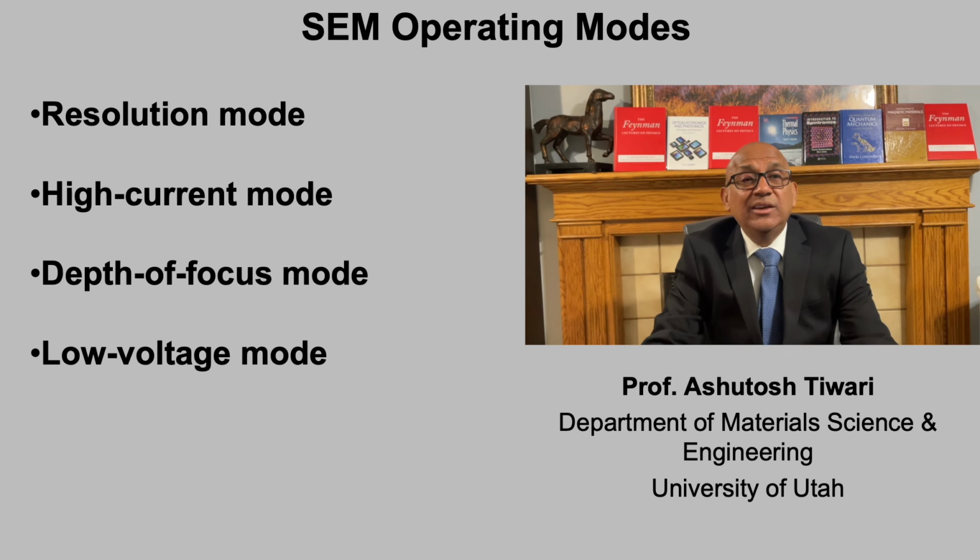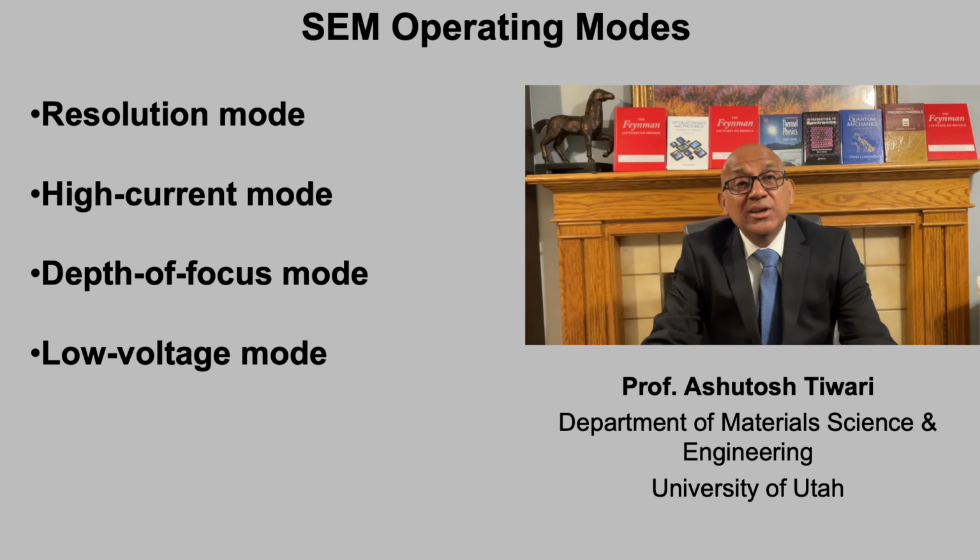In practice, a scanning electron microscope can be operated in several distinct modes, depending on what type of information is most important. In resolution mode, the microscope is optimized to produce the smallest possible probe at the specimen surface. This mode prioritizes fine spatial detail and is typically used for high-resolution imaging of surface features.